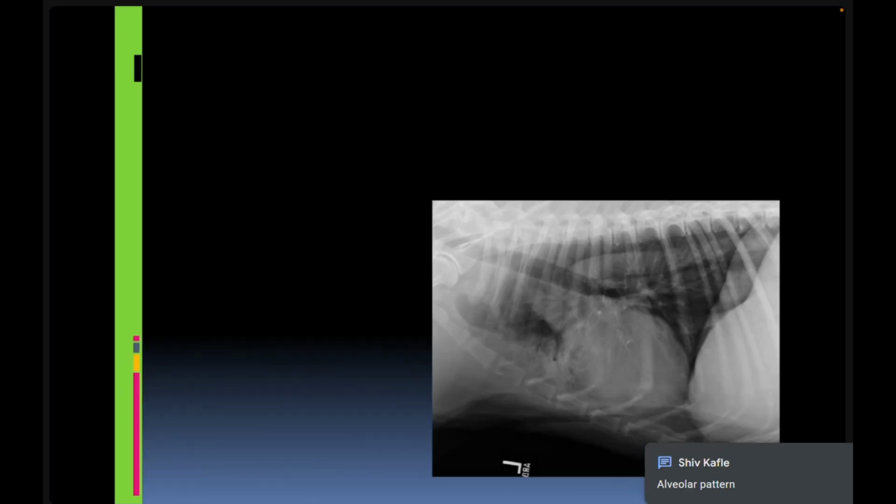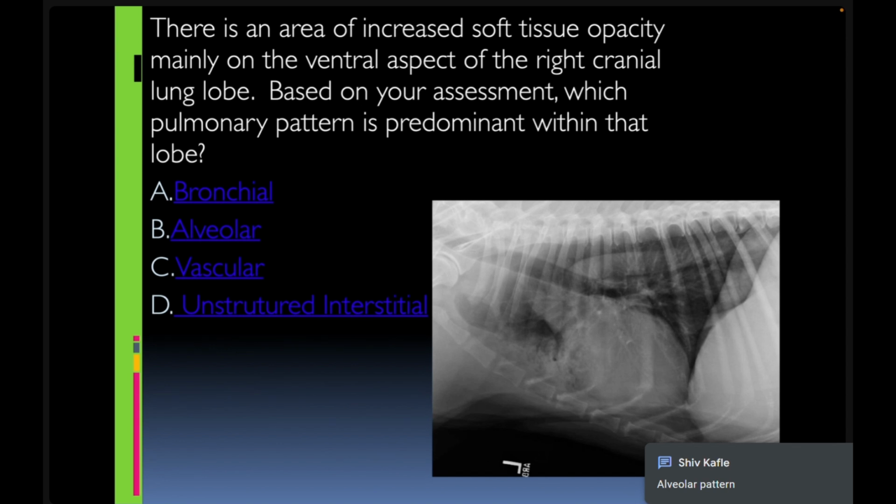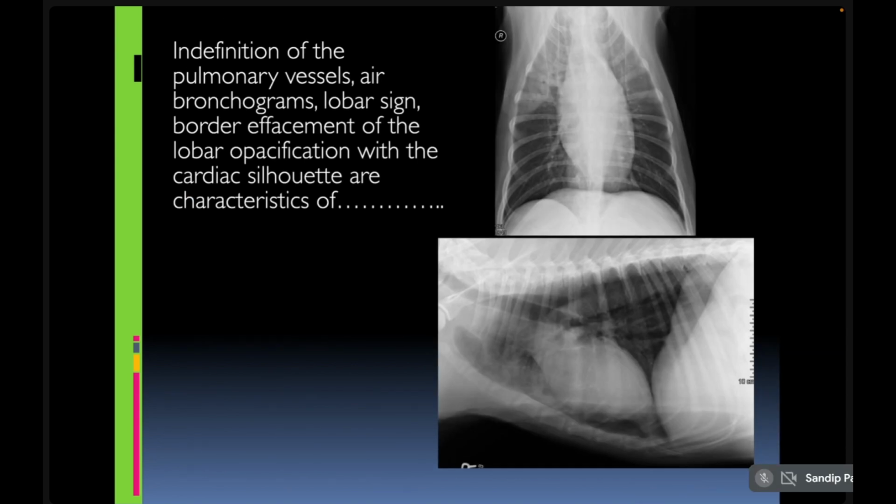Yes, from here, this we can easily say. So what we identified, there is no defined vessels. So vessel definition is gone. Air bronchogram is visible. Lobar sign is visible. And the border also is easily visible.